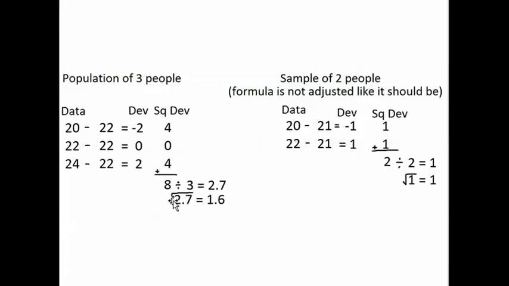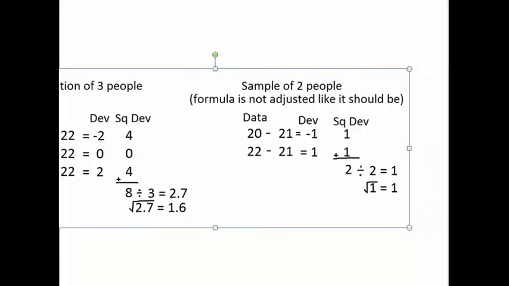Here I calculated the variance and standard deviation of the entire population. They came out to 2.7 and 1.6. Here I did the same thing with the sample. I got the variance and standard deviation of the sample, but notice how I didn't adjust this number like I should have right here. Since there's 2 numbers in this column, I should have dropped the 2 down to 1. I should have divided by 1 instead of 2. And so basically I didn't use the adjustment that I should have for data from a sample.